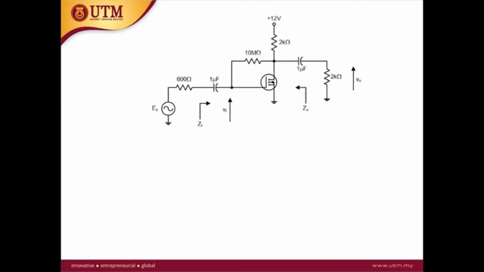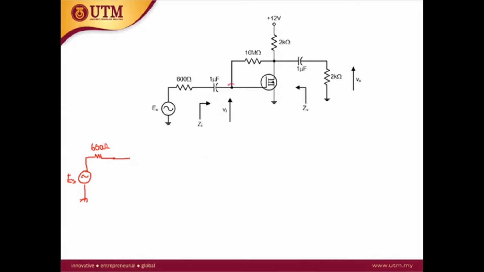As usual, first we need to draw the mid-band equivalent circuit. So we start from the input source. This is symbol as the ES, and then we have the signal resistor 600 ohm. Okay, so the 1 microfarad is short circuit.